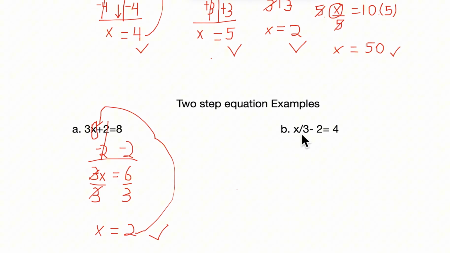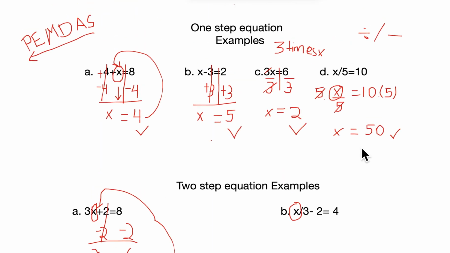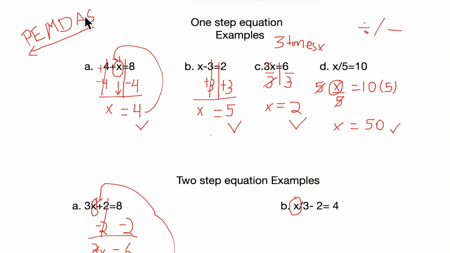Next, we have x divided by 3 minus 2 equals 4. Again, this is a two-step problem because we have two things, right? X over 3 and minus 2. And we're trying to isolate the variable x by itself. We're going to use the opposite of the PEMDAS. We have subtraction and division. Since we're going backward, remember this formula backward, okay? Subtraction comes before the division, so we're going to tackle the subtraction first.